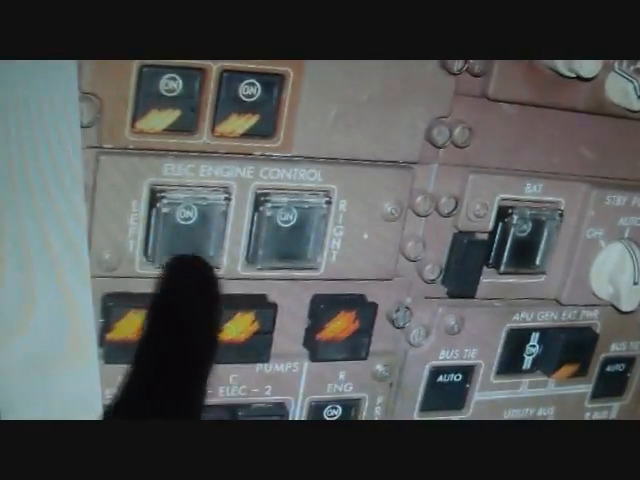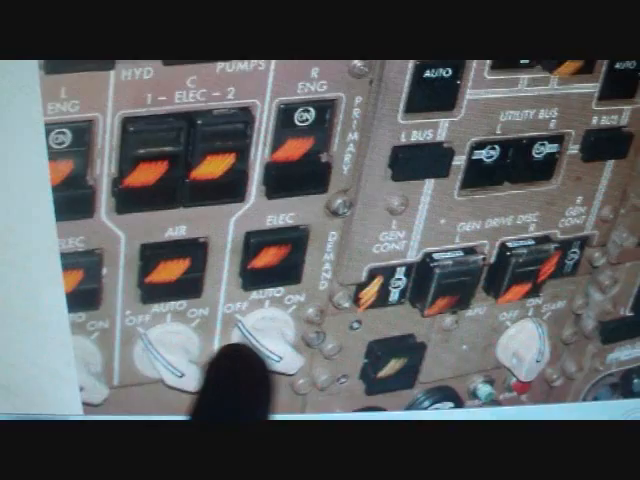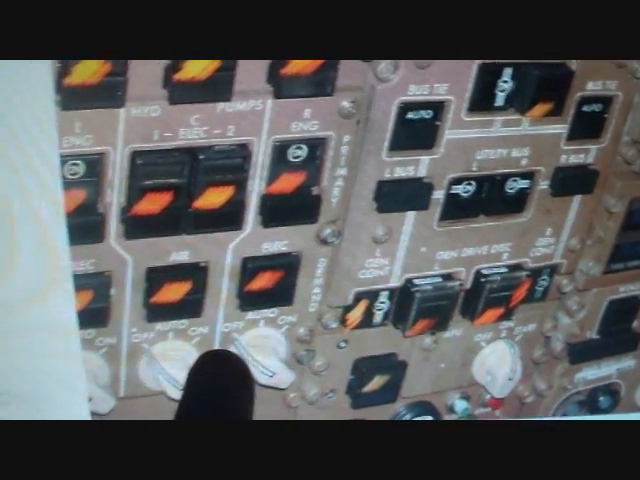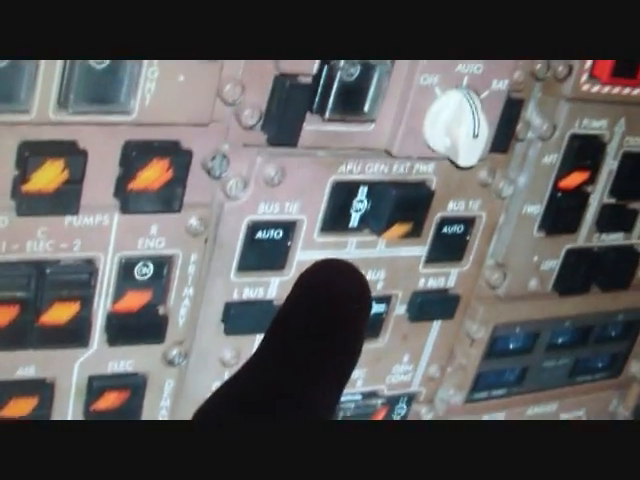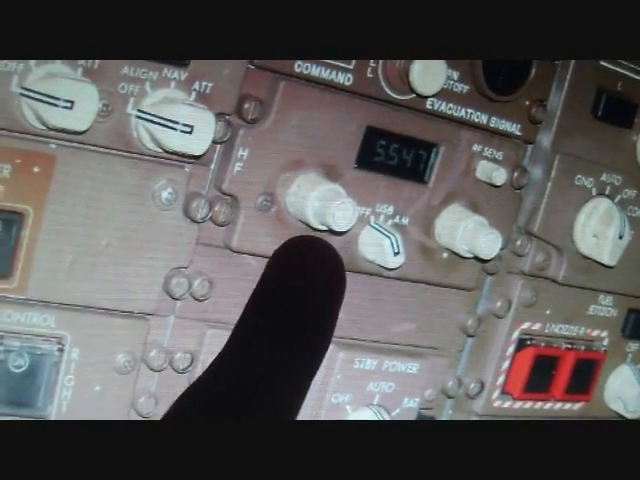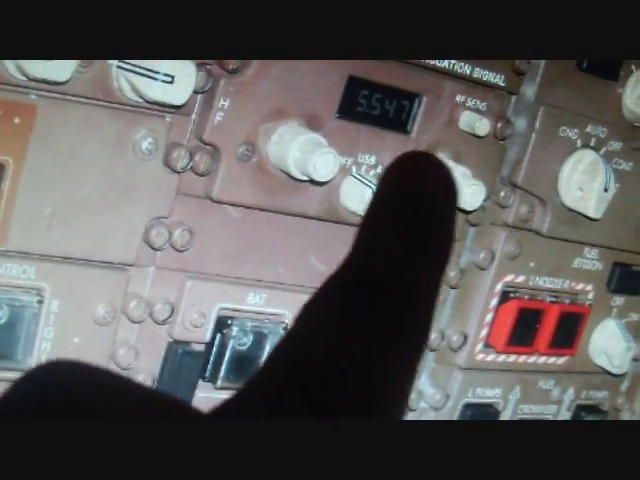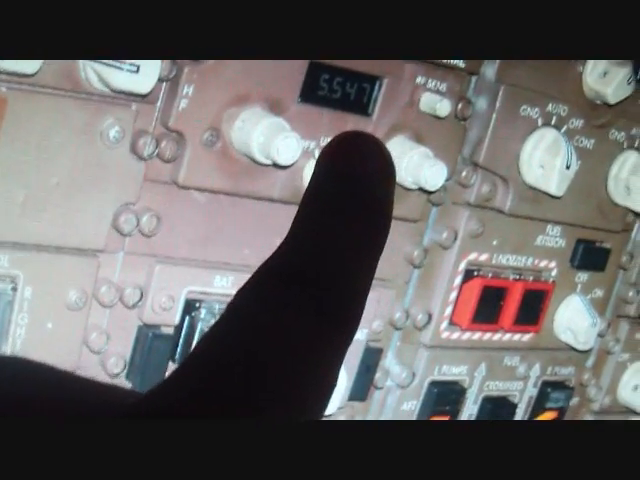Yaw damper, EECs, hydraulic control panel. See the demand pumps? 767 has them, 75 does not. APU control, electric generator panel, battery, standby power, HF radio. Now see, this is what the HF radio looks like when it's on. The pilot didn't use this because this flight was not transoceanic, but it is dialed in.